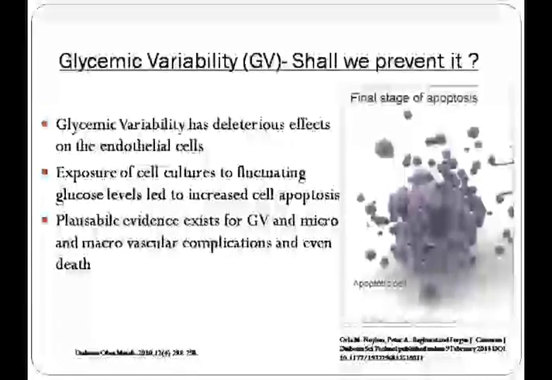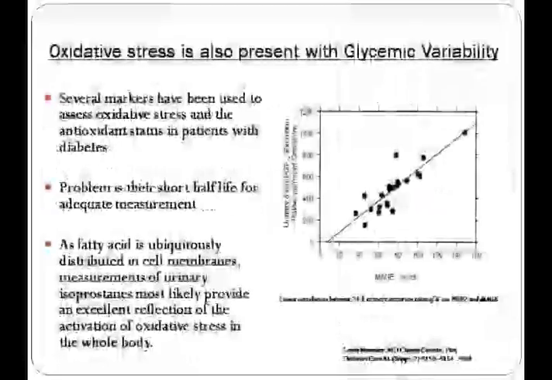So glycemic variability, I've been talking about how to measure it, but is there really a need? Shall we prevent it? Glycemic variability has deleterious effects on the endothelial cells. Exposure of cell culture to fluctuating glucose levels leads to increased cell apoptosis. Plausible evidence exists for glycemic variability and micro and macro complications and even death. So when we have been looking only at fasting, postprandial and just A1C, we probably haven't been doing a good enough job.